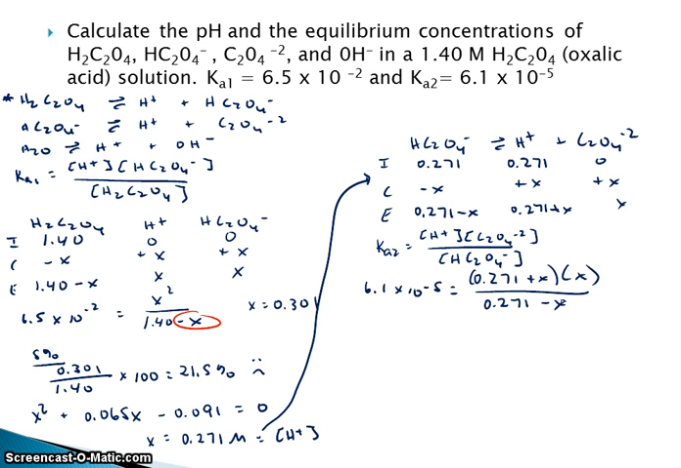Hopefully x will be insignificant in that second step, since our Ka2 is a smaller number. So we'll assume that this x is insignificant and this x is insignificant. And what we actually end up with is 0.271 times x over 0.271. So our 0.271s are going to cancel out. X, for the second step in a polyprotic acid dissociation, is going to equal Ka2. So x equals 6.1 times 10 to the minus 5 molar, and that's our oxalate ion concentration.